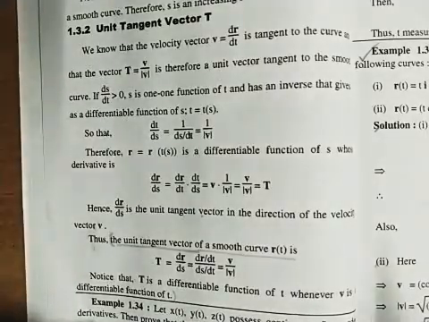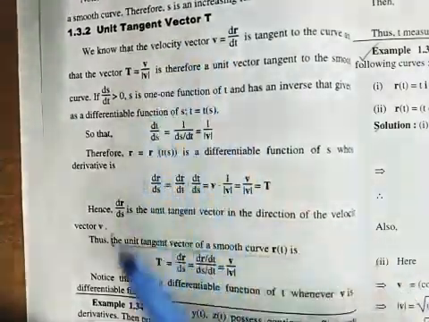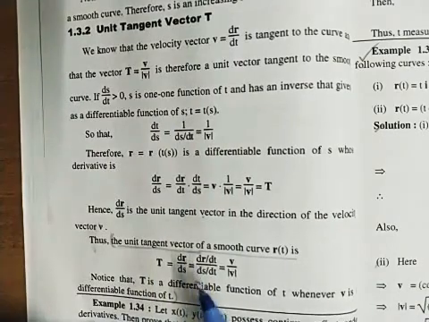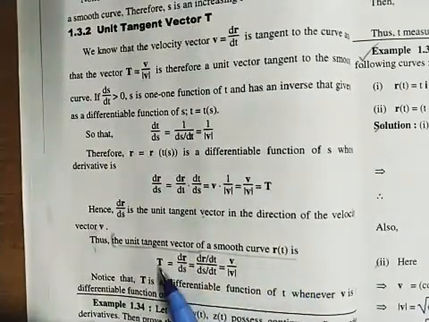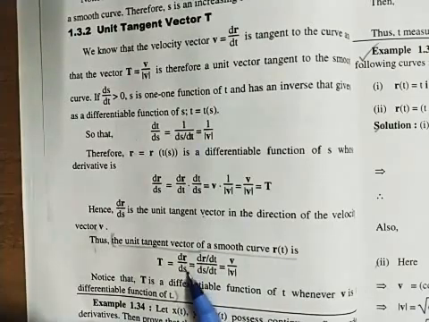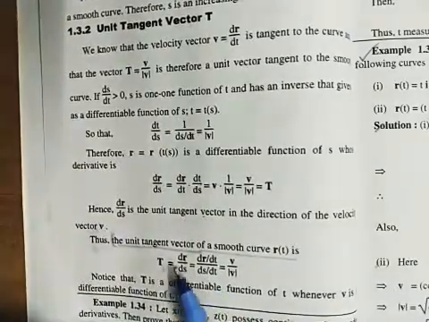Next is the definition of the unit tangent vector. We denote it by T. Now what is the unit tangent vector? The unit tangent vector of a smooth curve r(t), we denote it by capital T, is dr/ds. Here s is the arc length parameter. Okay, s is the arc length parameter. T is dr/ds.